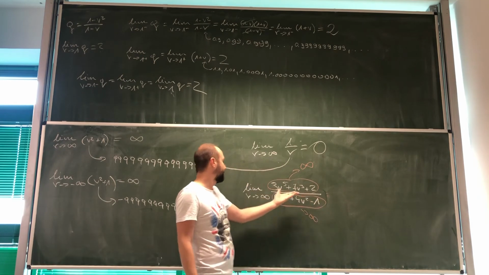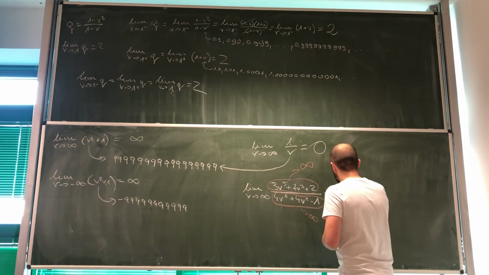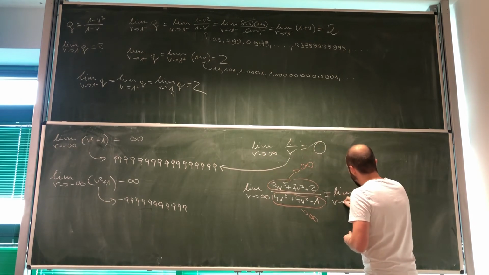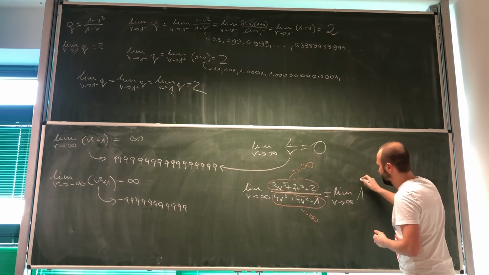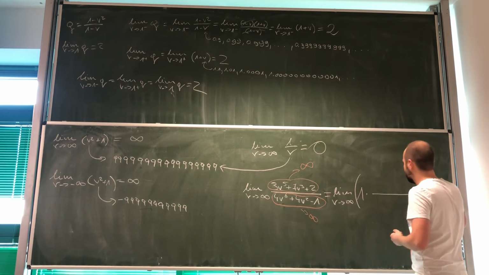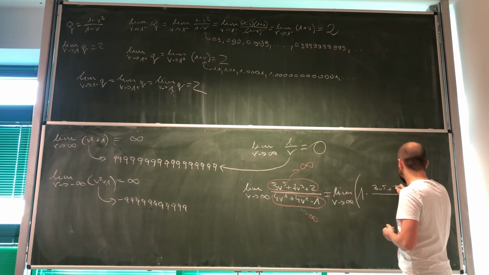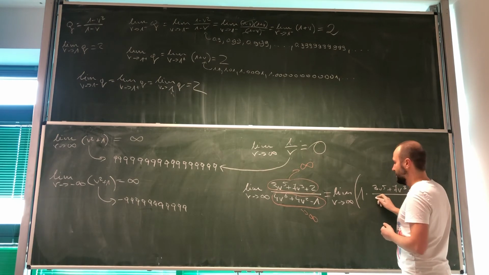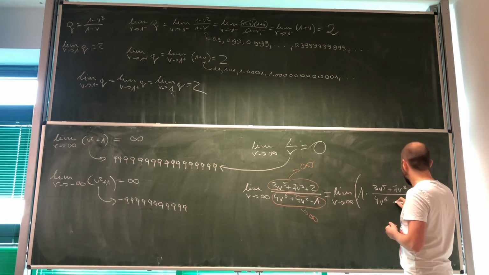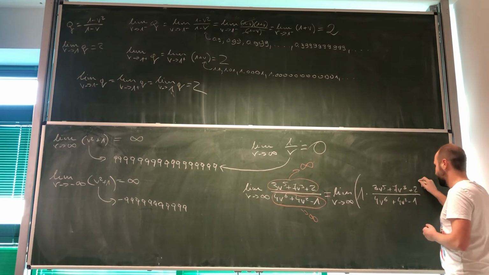In this case, out of this fraction. But look, let me just write the limit with v approaching infinity, and it is the same as 1 times (3v to the power of 5 plus 7v to the power of 3 plus 2) over (4v to the power of 6 plus 4v to the power of 2 minus 1).